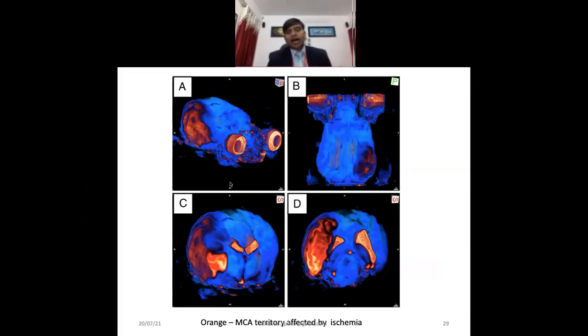Now, this is the diagram you can see over here. This is basically a T2 weighted MRI, and in that you can see the color contrast. You can appreciate blue, orange, and white, and these colors from blue to orange to white denote the signal intensity. This is the middle cerebral artery. Whatever orange areas you can appreciate over here, in that the middle cerebral artery areas are affected and there is ischemia. Whenever there is a stroke, there will be an infarction, and because of that this orange color will appear when you do this MRI. That way you can make out the infarcted area.